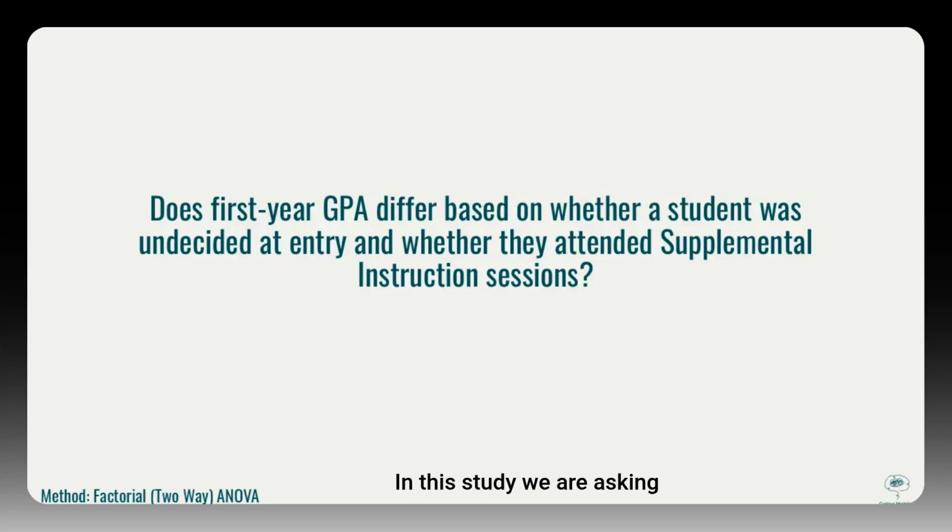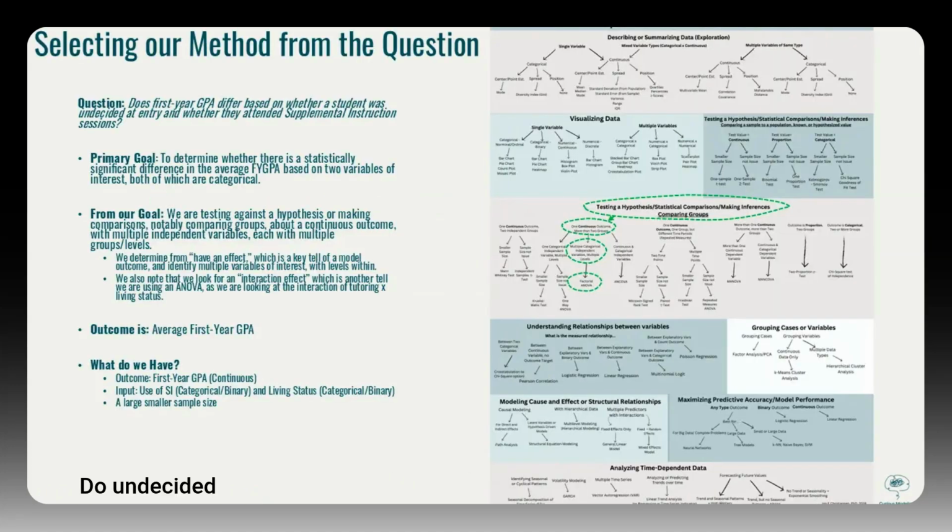In this study, we are asking, does GPA depend on whether a student began college undecided and whether they attended SI sessions? And is there an interaction between those two factors? Do undecided students benefit more from SI? Or is its impact consistent regardless of major status? This is a textbook case for a factorial analysis of variance.